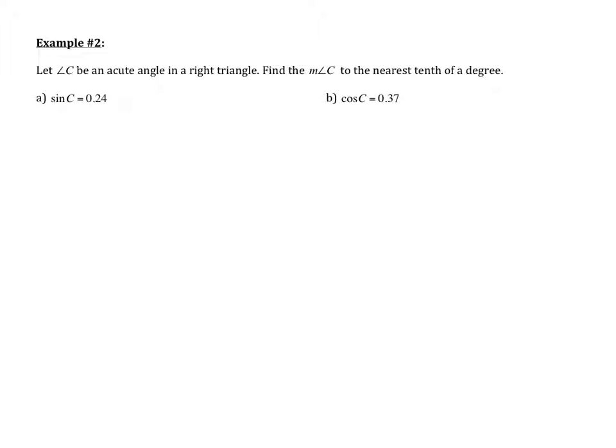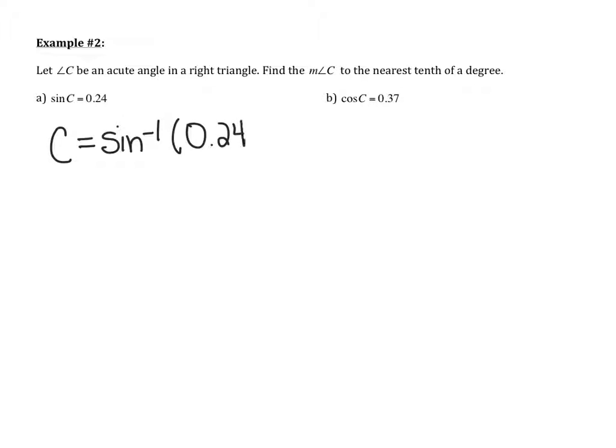On to example number 2. It says, let angle C be an acute angle in a right triangle. Find the measure of angle C to the nearest tenth of a degree. For part A, it says the sine of C is equal to 0.24. It's not as simple as just dividing by sine. That's impossible. This is a function. So in order to find the measure of angle C, I have to do the inverse sine. Angle C would be equal to the inverse sine of 0.24.